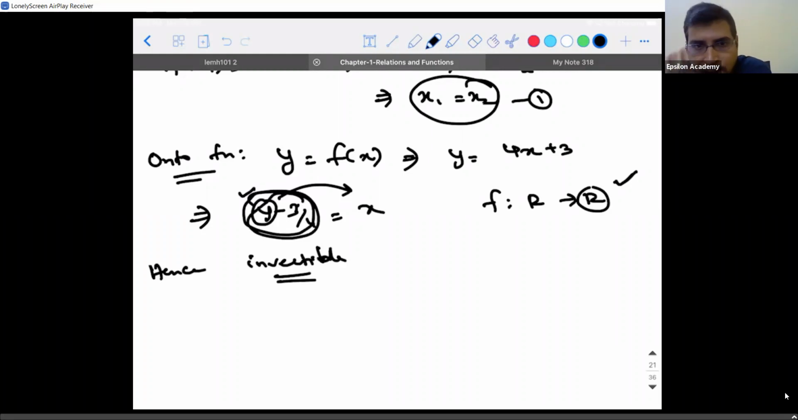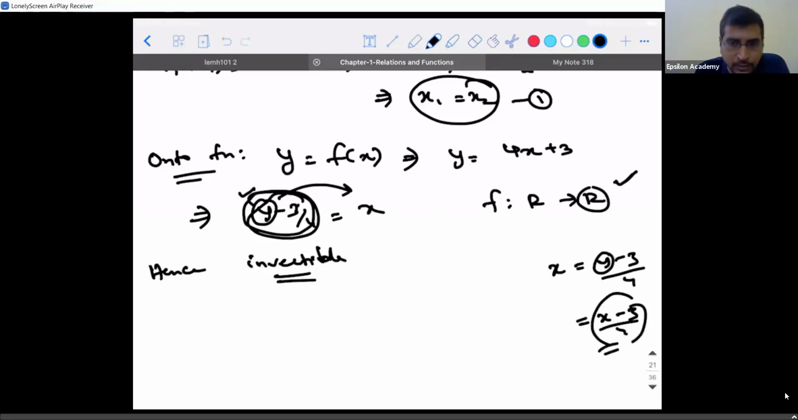That should be the answer. All the remaining steps are only for marks. You have actually found the inverse. You are finding x in terms of y, no? x is equal to y minus 3 by 4. In the place of y, replace with x, that will be the inverse. That's it. The inverse, x minus 3 by 4, is the inverse of the given function.